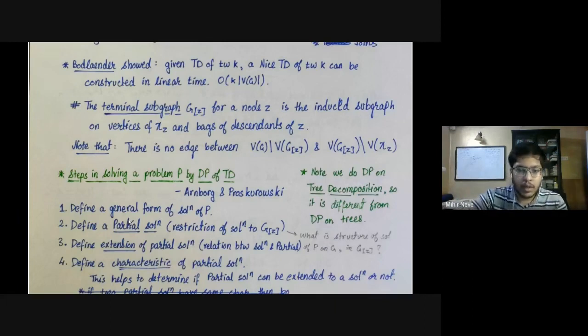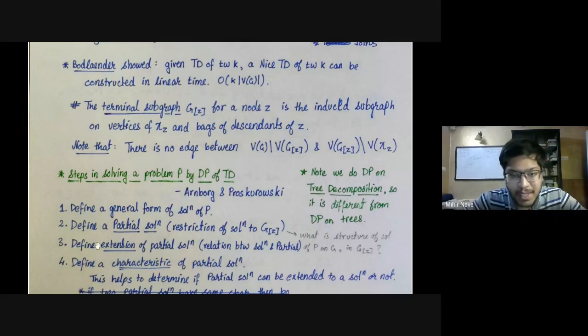Once I have been told all this, we'll define something else, we'll define a characteristic. And this is where the most important difference lies. So for every partial solution, you are at a node Z of the tree and you have some possible partial solutions for the terminal graph GZ. These need not be one solution, there can be many solutions. For each solution, you will define something called the characteristic. This characteristic will indeed help us at the end to determine whether our partial solution can get extended to an actual solution or not.